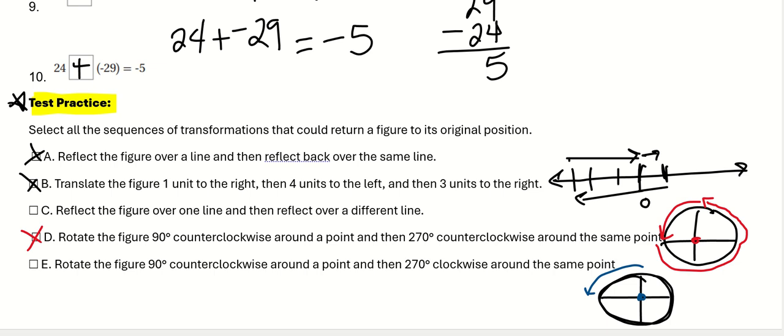And then 270 degrees clockwise around the same point. So clockwise is this way. So 90, 180, 270. I definitely did not end up in the same place. So that one will not work.